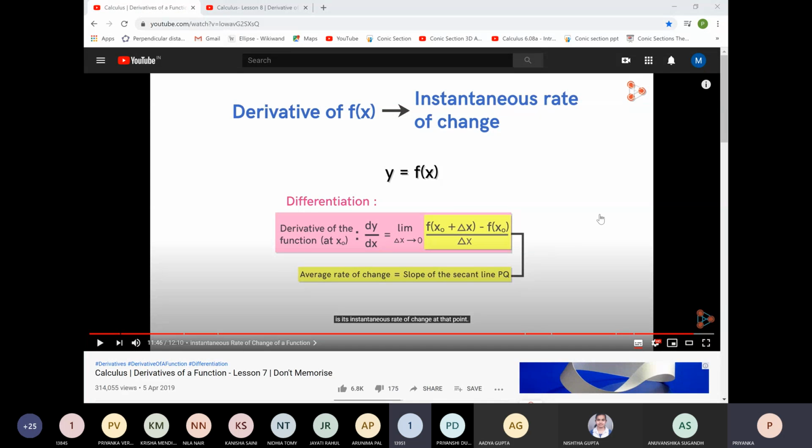Ma'am, in instantaneous, speed will change with respect to time. Speed is changing with respect to time? Yes, ma'am. Okay, in terms of y and x बताओ, जो हमने लिखा हुआ है y is equals to f of x, what is changing here? Is y changing with respect to x or x changing with respect to y? Ma'am, y will change with respect to x. Good. So whenever you write dy by dx, it means that y is changing with respect to x.